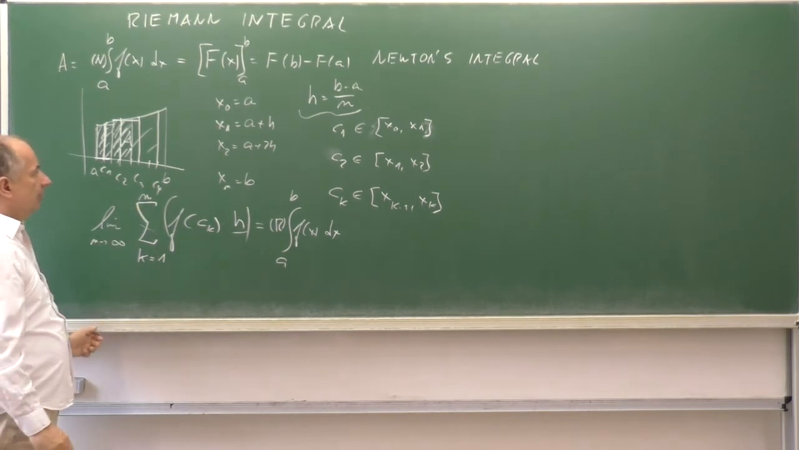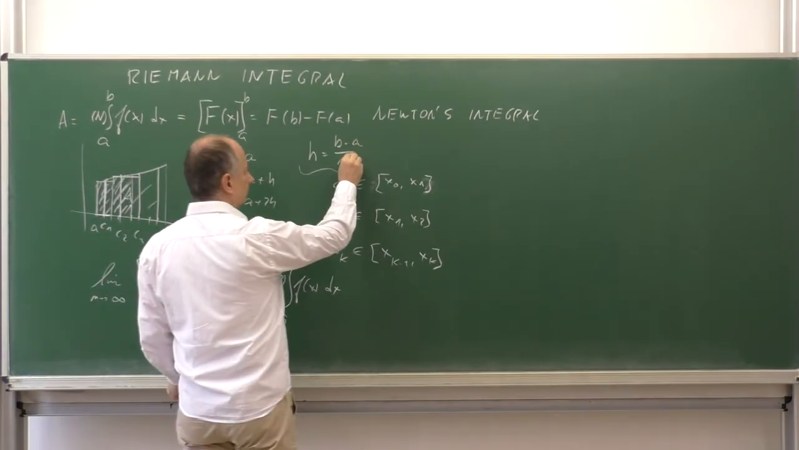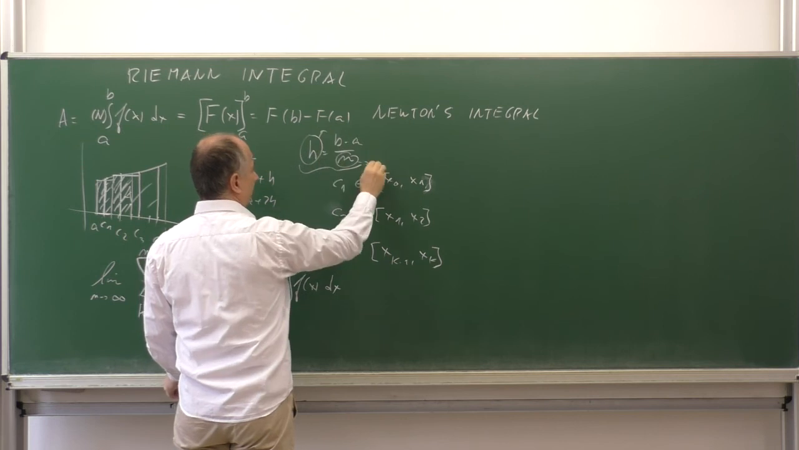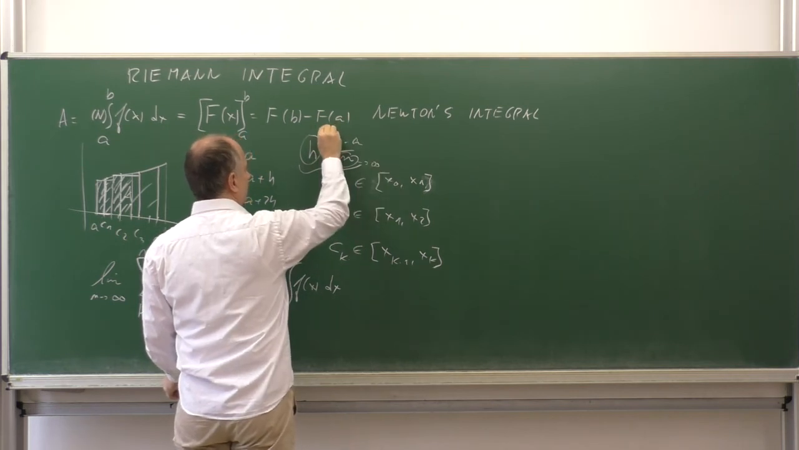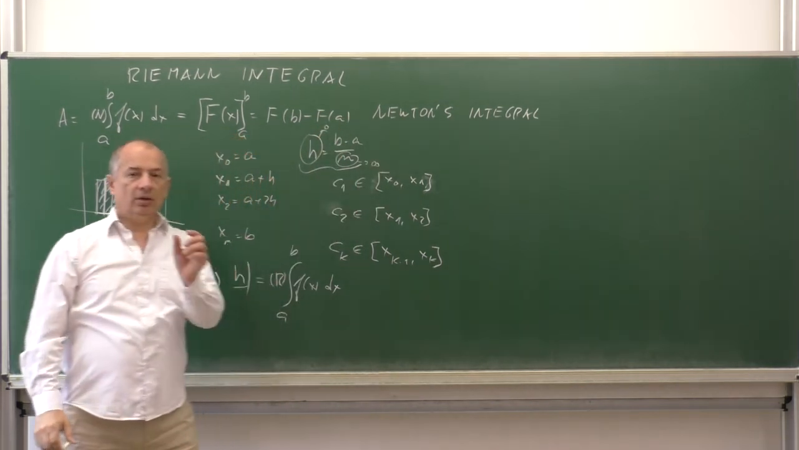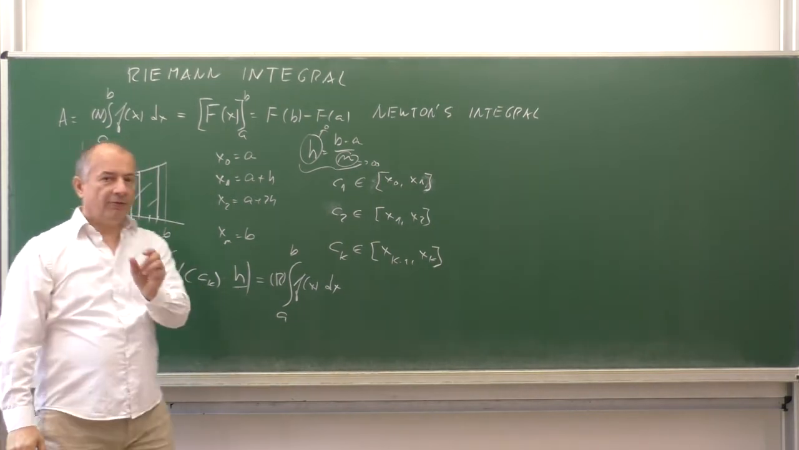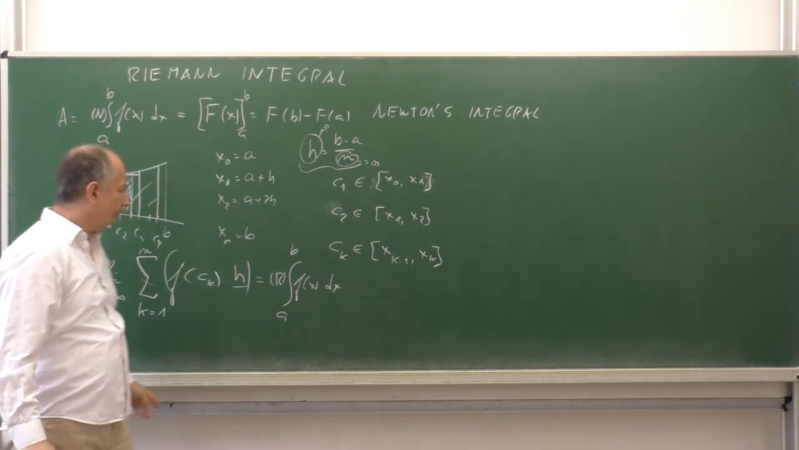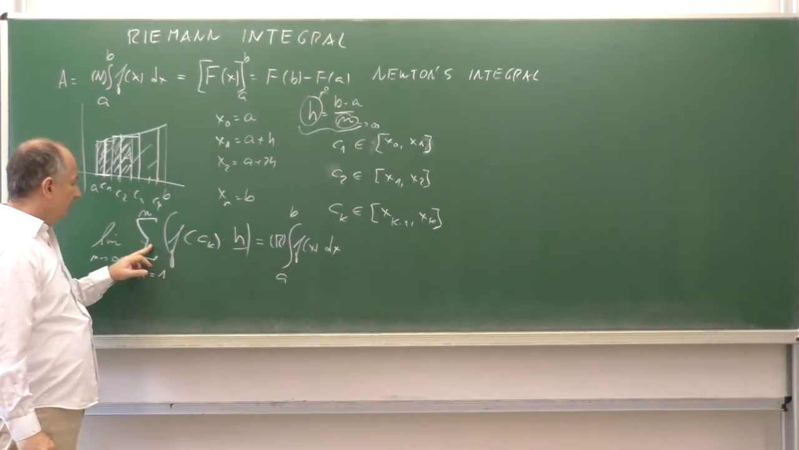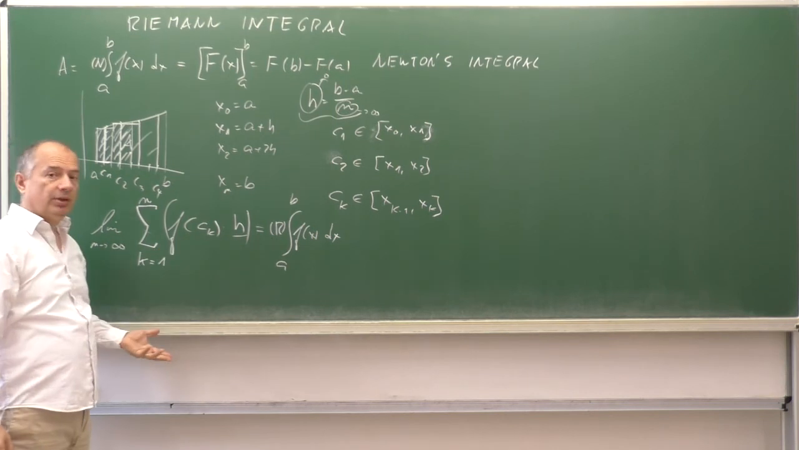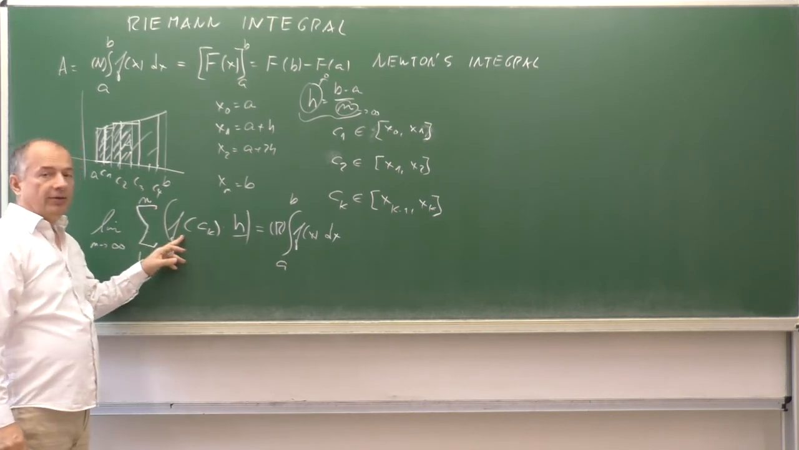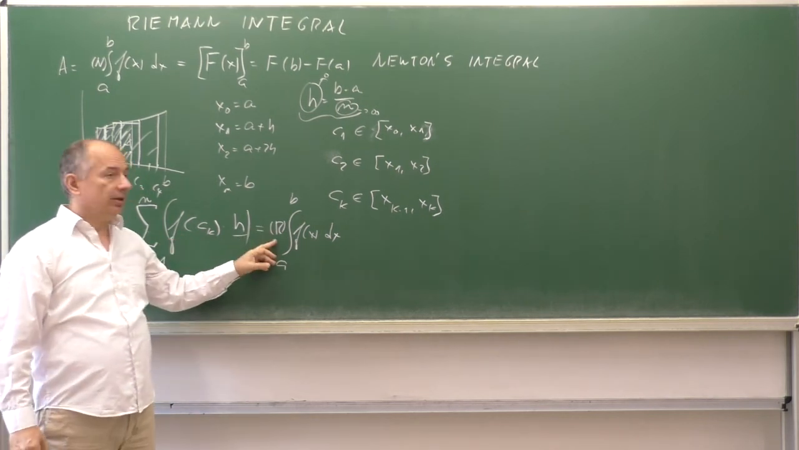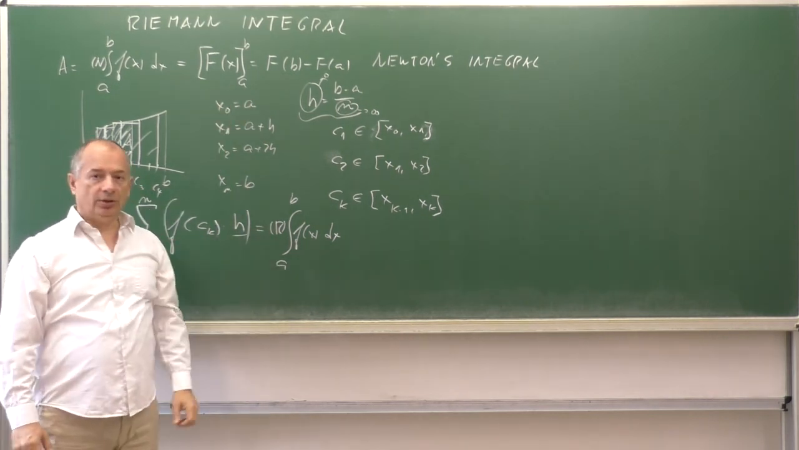If n goes to infinity, then h goes to 0. And we have an expression where we have a very large number of terms, and each of them is very small. And for many functions, this limit exists. Especially if f is continuous, then this limit exists, and then the Riemann integral is equal to the Newton's integral.